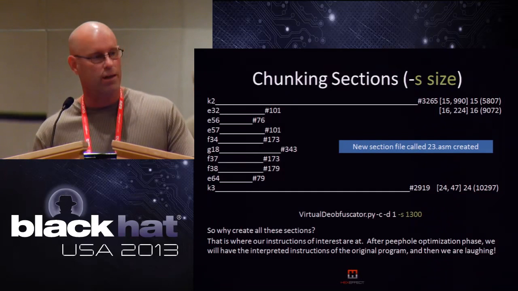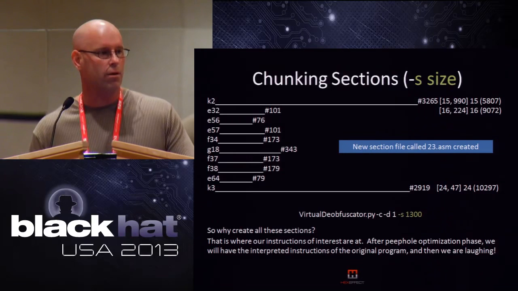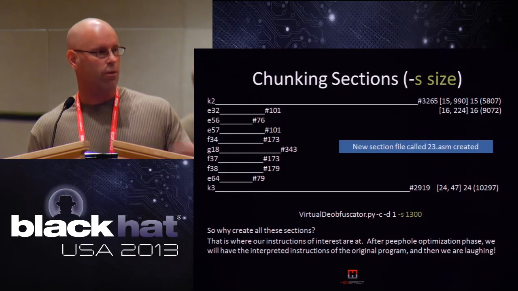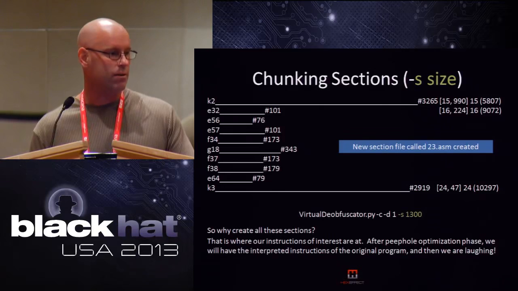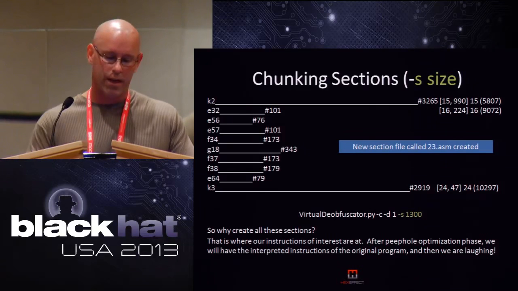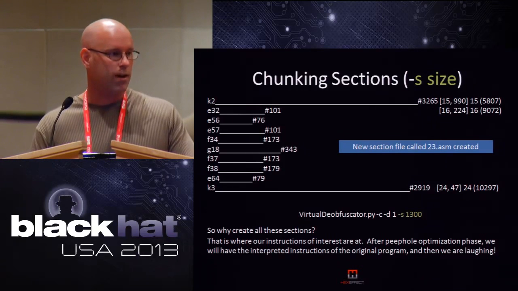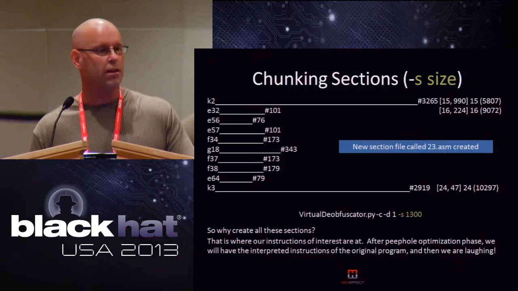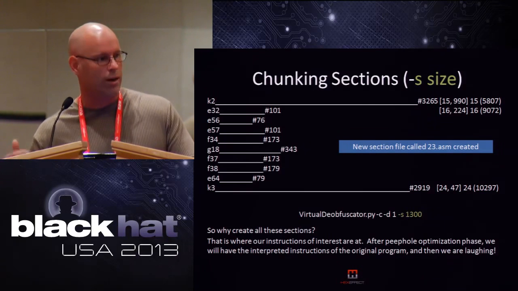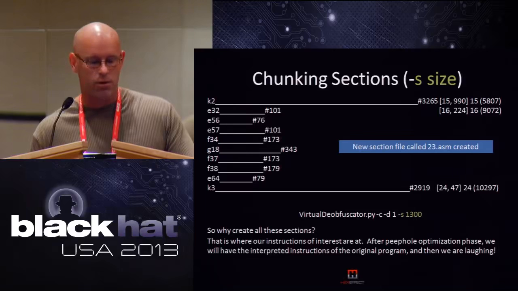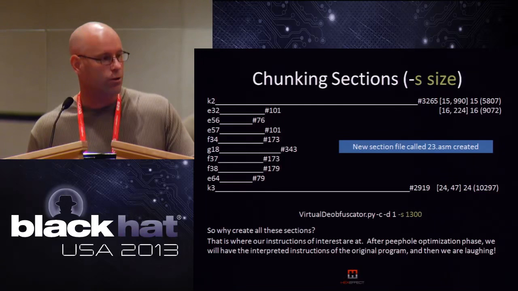If you do -S and put some sort of size limit, what you're saying is any clusters that fit within a certain range of this offset or this size, put it in one file. So look at K2, we're at 3,265. If I put 1,300, anything that's less than or at 1,300, it's going to start creating a new file, and it does that until it hits something that's larger than 1,300.